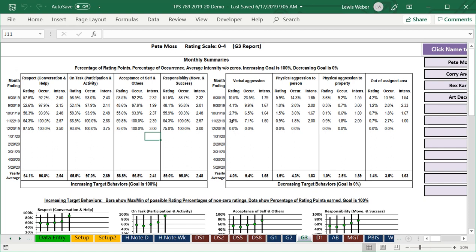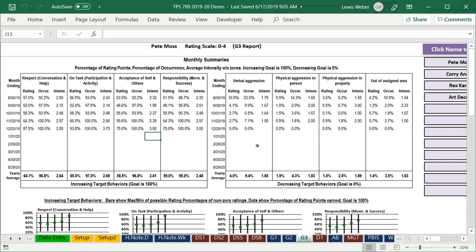So these percentages operate exactly the same as these percentages. The only difference is the desired outcome. Here we want 100%, here we want 0%. Well, let's see. So we have a nice decrease of rating percentages for all, well, most went up a little bit for physical aggression of property, but they're pretty low. They're pretty low. Okay, and that's a good thing. But there's more to the story.